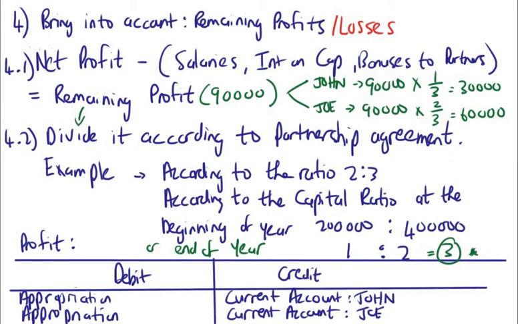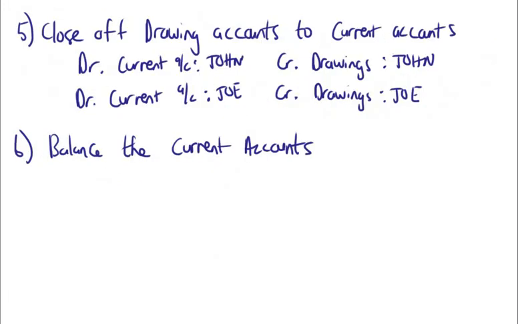You can then take the 30,000, that's going to go to current account John, and the 60,000 is going to go to current account Joe. Right? We've just got 1 or 2 more steps to go, and then we've completed all these steps. Okay guys, so step 5 is to close off the drawings accounts to the current accounts.